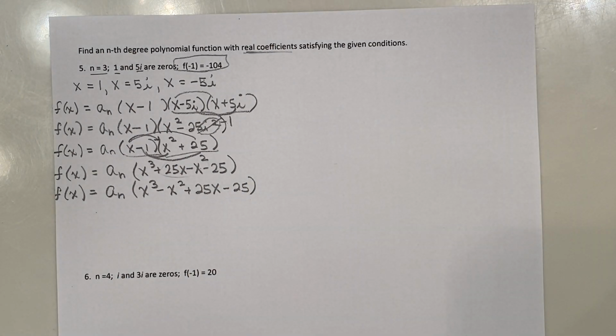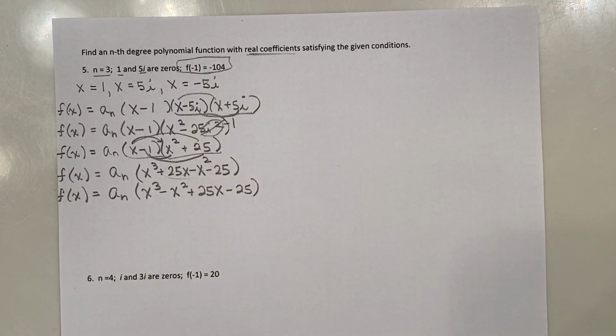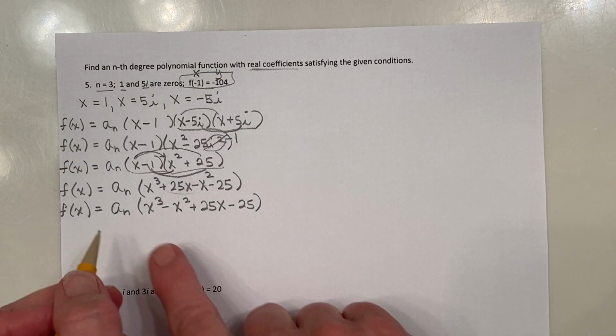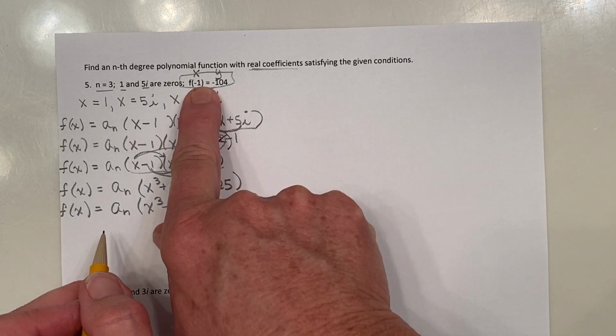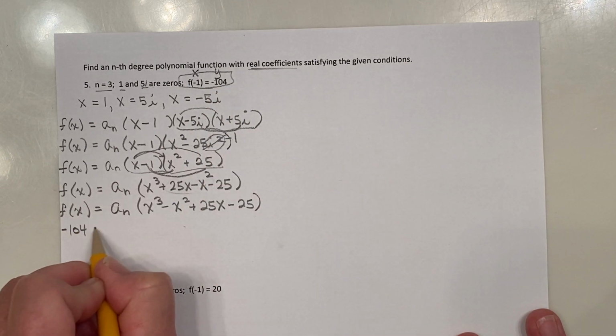Okay, not quite done. We've got to remember to find a value for a sub n. That's where we go back up here and use this additional given information. Remember, this is x and this is y. So all these x's will be made negative 1s, and the y, which is f of x, will become negative 104.